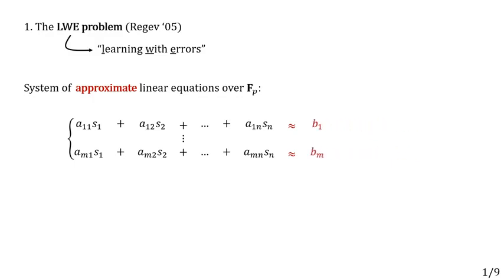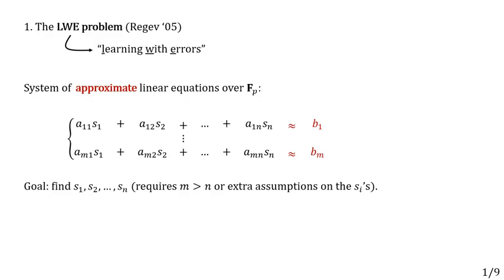So now the LWE problem is the following. Given such an approximate linear system of equations, find the solution s_1 up to s_n. In other words, find the s_i for which all these equations are indeed approximately satisfied. In order for this to be a well-defined problem, one needs to have more equations than unknowns, or alternatively, one could impose extra conditions on the s_i. For instance, a popular assumption is that the s_i are small themselves, and then a square system might be enough.